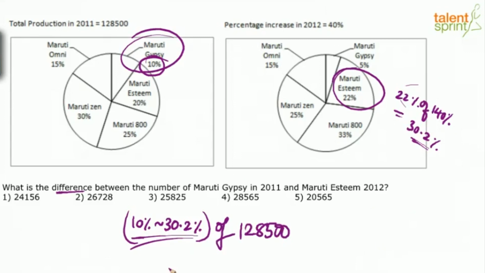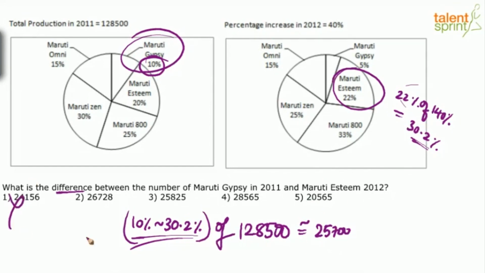How much is 20%? We have just calculated, right? 25,700. So I can say approximately 25,700. Of course, 0.2% is also there, but 10% minus 30% is 20%. 20% of this is approximately 25,700. Look at the options. It should be definitely more than 25,700.